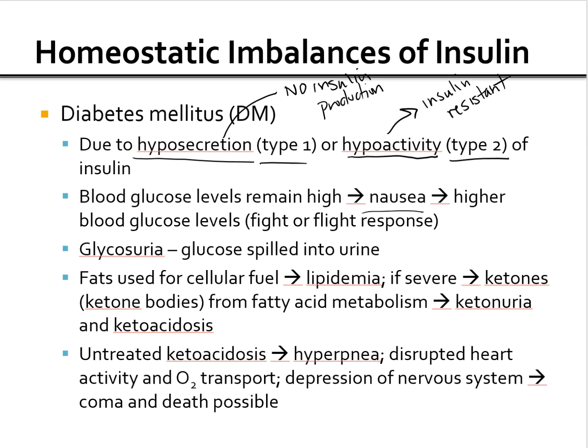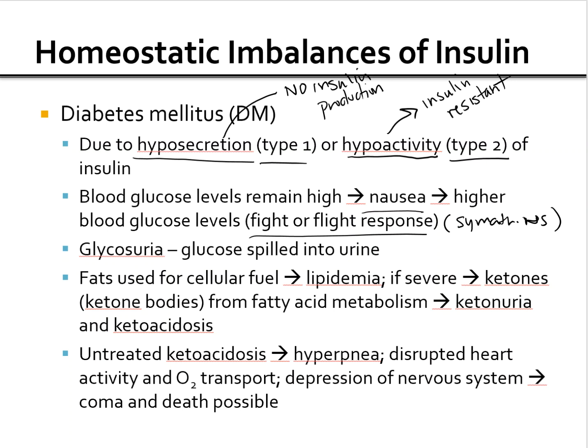This can lead to nausea, okay, and these high blood glucose levels can actually lead to a fight or flight response. So the activation of our sympathetic nervous system. Okay. This results in glycosuria.